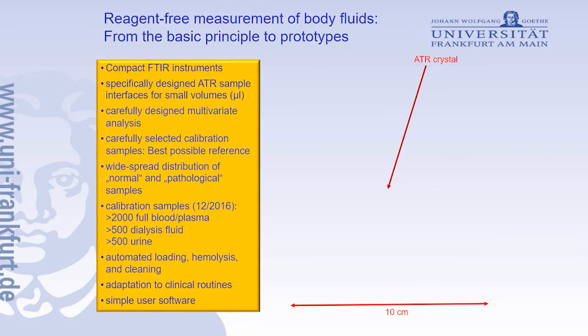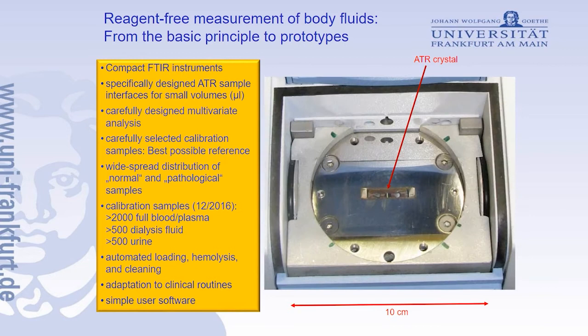How is that done? First of all, it uses a compact FTIR instrument. We show here just the sample compartment. You see the ATR crystal. The arrow points to the ATR crystal. The size is a few centimeters. Then it needs a carefully designed mathematical procedure and a carefully selected calibration sample group. You choose the best possible reference. In our case, it was the clinical lab of Frankfurt University.